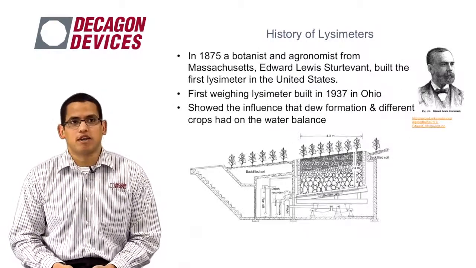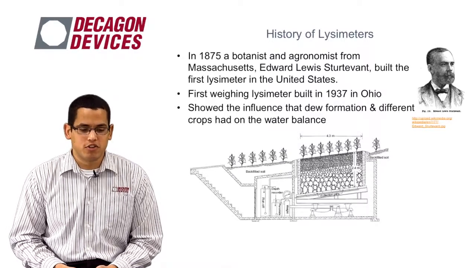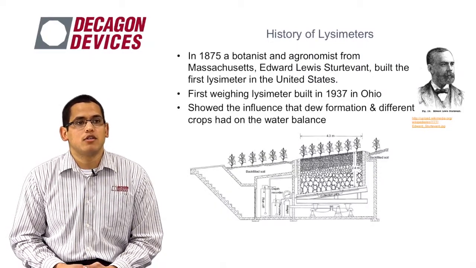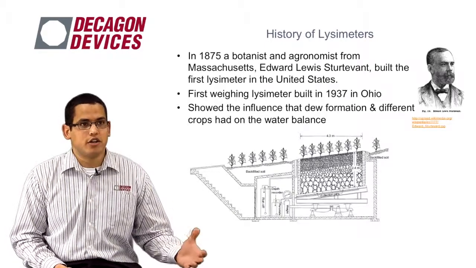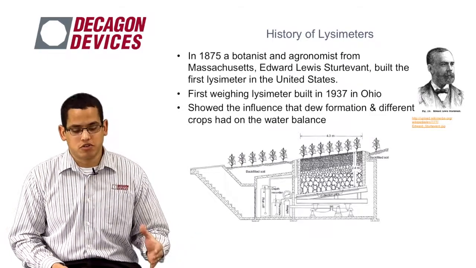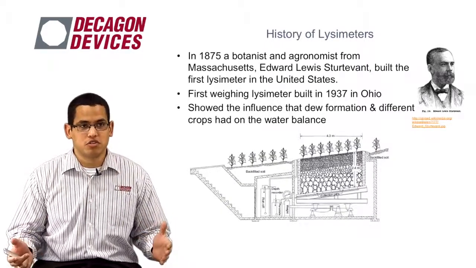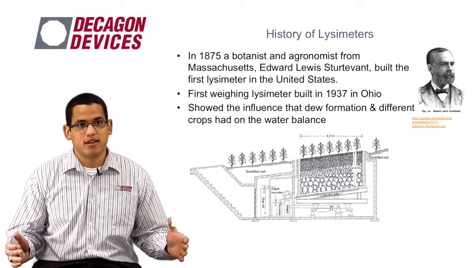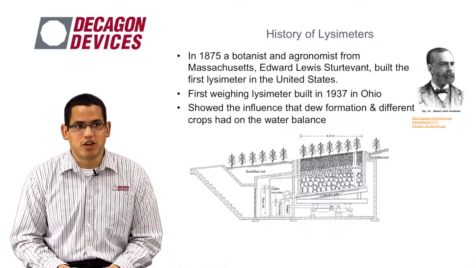In 1875, a botanist and agronomist from Massachusetts, Edward Louis Sturtevant, built one of the first known lysimeters in the U.S. on his farm. An interesting fact about this was, whereas Filippo de la Hire's lysimeters were small, repacked cylinders, Edward Louis Sturtevant built what they called at the time a soil block lysimeter, which was essentially a large intact monolith, which at the time, you could imagine, was quite the undertaking and a lot of work to build.